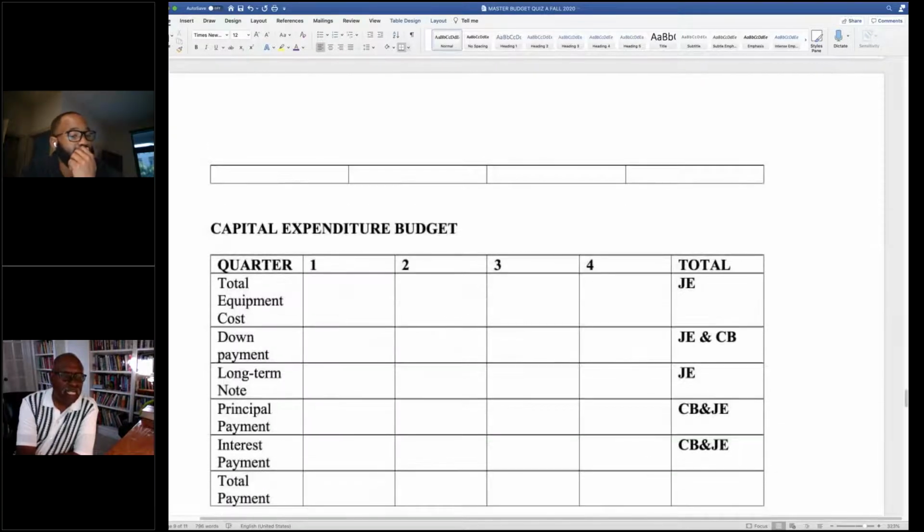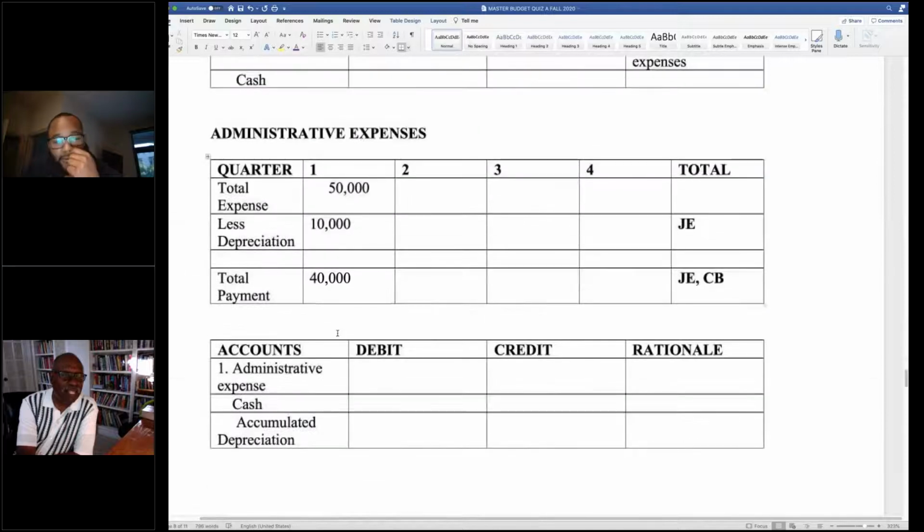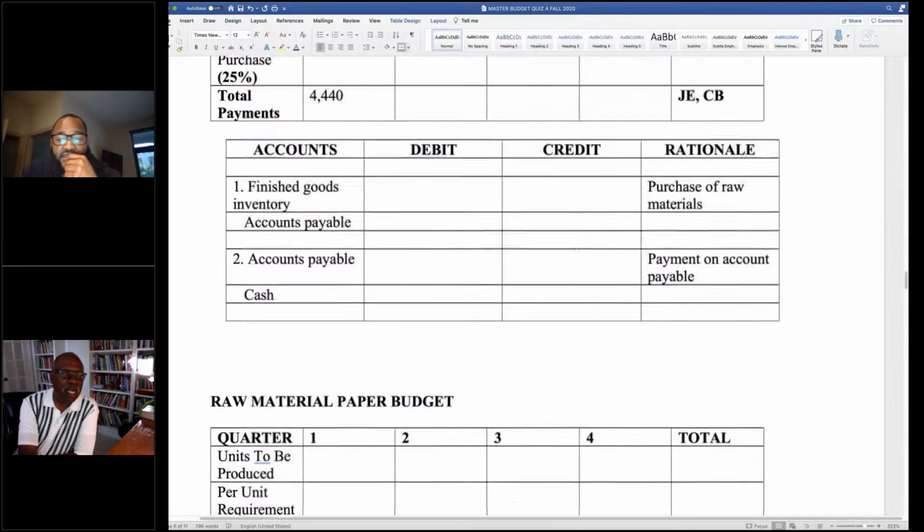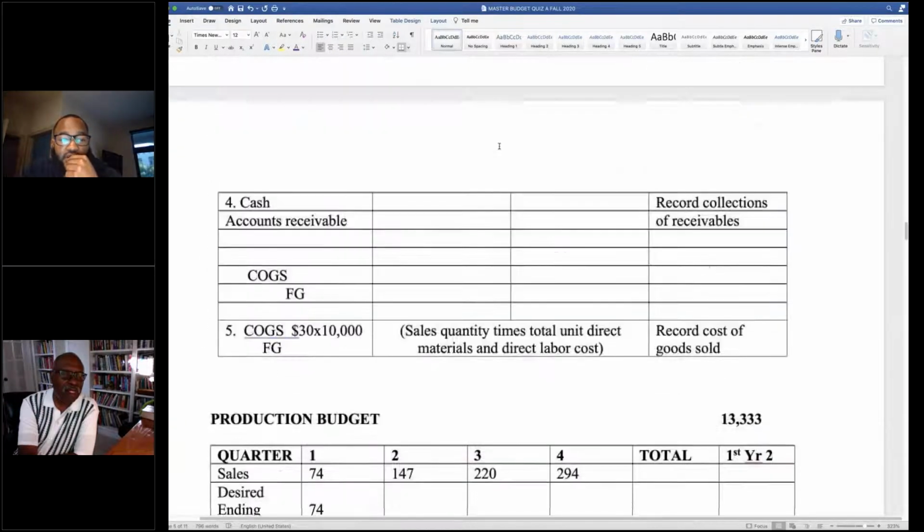Wait, Professor Boyd, the total expenses are per the assumptions, right, from up above? Correct. But why is it... what percentage of that? It's just standing in the assumptions. So we go to the assumptions. My assumption has them listed as 200,000.